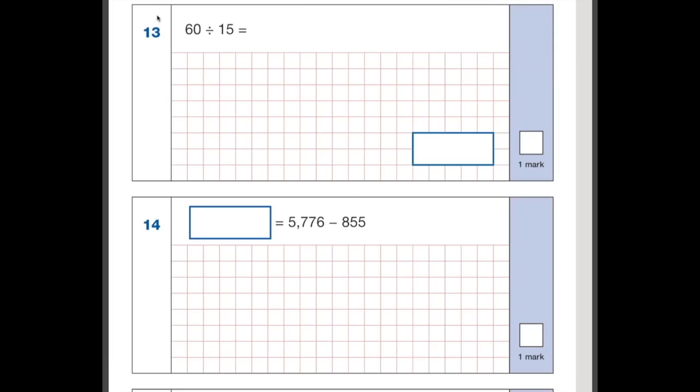Number 13 says 60 divided by 15. Now if you were to count up in 15s, 15 is the first one, 30, 45, 60, so there are 4 15s in 60.